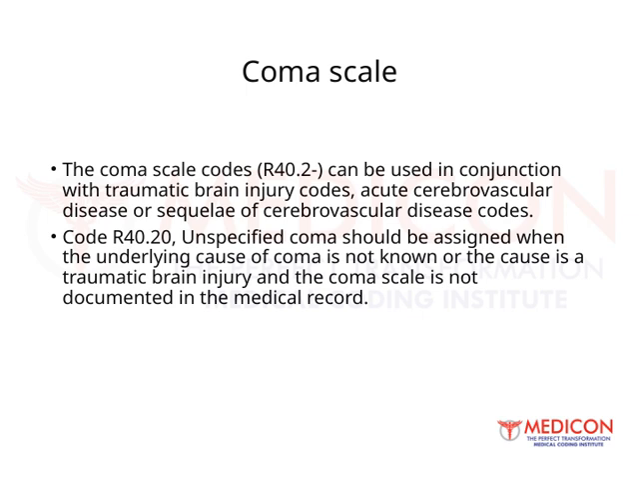Now, an important point to remember is that if the underlying cause of the coma isn't known, or if it's due to a traumatic brain injury, but the coma scale hasn't been documented in the medical record, then you should assign code R40.20, which stands for unspecified coma. This helps ensure that the coding accurately reflects the available information and the clinical scenario. Overall, understanding how to properly use these coma scale codes in conjunction with other neurological conditions is essential for precise documentation and billing, and it ties into our broader goal of accurate and complete medical coding.